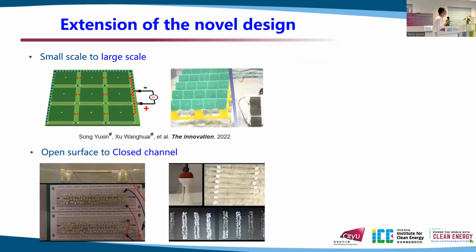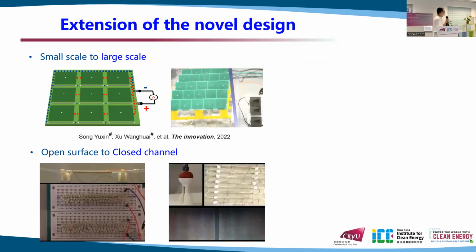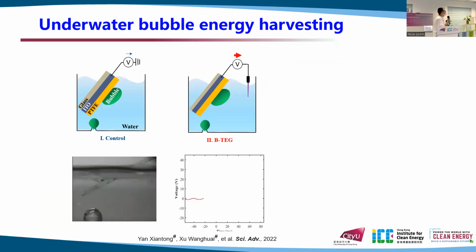The design can also be used to harvest water energy in various environments. For example, we can encapsulate a droplet in a closed channel and utilize the droplet in the channel to generate electricity. And with such a design, we can also harvest bubble energy in underwater environments. As we can see in the video, the droplet dynamics actually regulate the charge transfer between the electrodes.